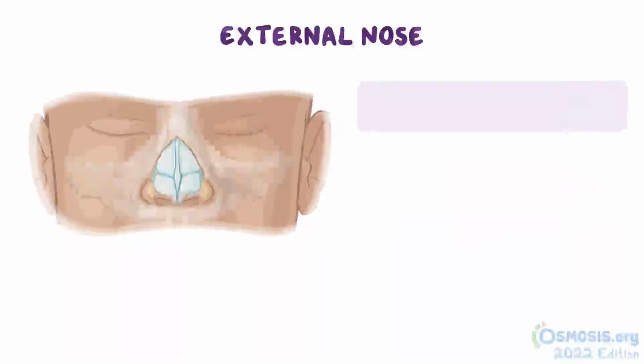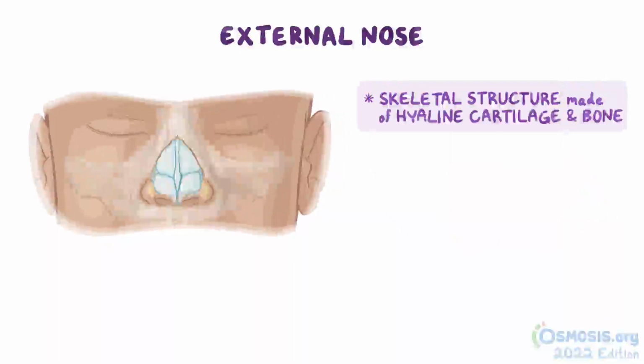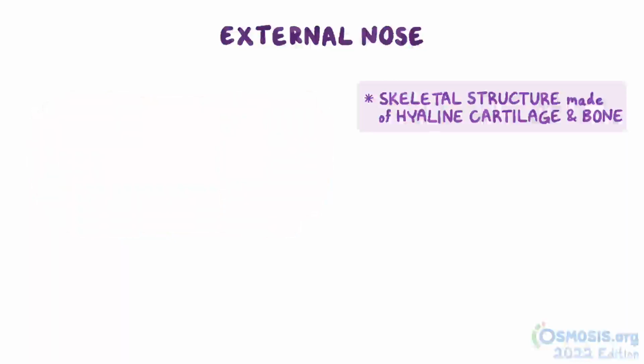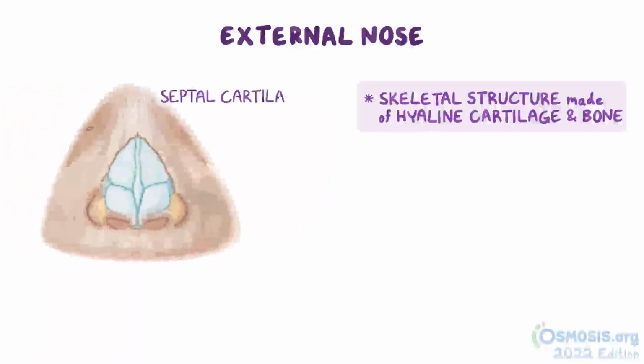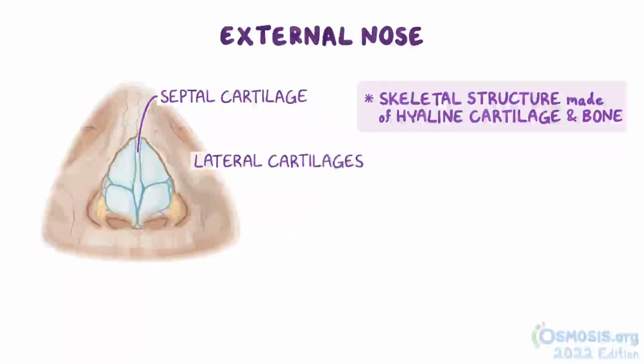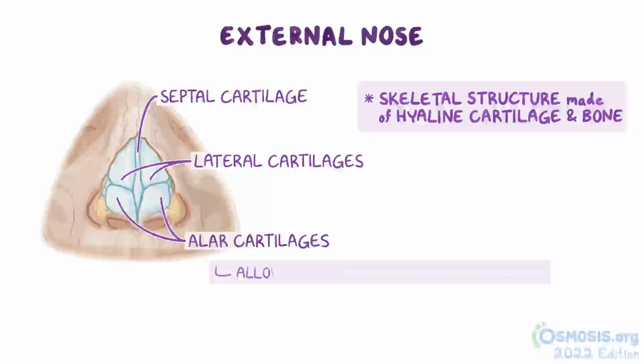Okay, so our external nose has a skeleton that helps support its structure, made up of hyaline cartilage and bone. The hyaline cartilage is on the more anterior portion of the nose and provides most of its structure. In the midline, there's the cartilaginous part of the nasal septum, or septal cartilage. 2 lateral cartilages extend from either side of the dorsal aspect of the septal cartilage. Antero-inferior to these lateral cartilages are the paired alar cartilages that form the apex and part of the nares of the external nose. The alar cartilages are thin and flexible, allowing for dilation or constriction of the nares.